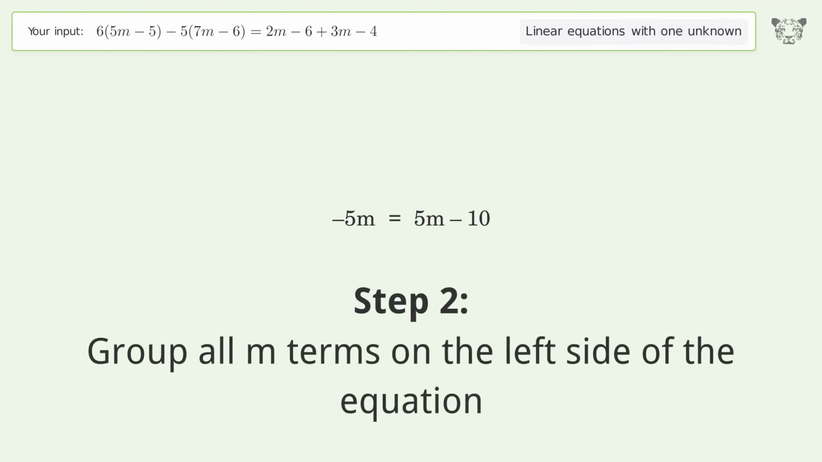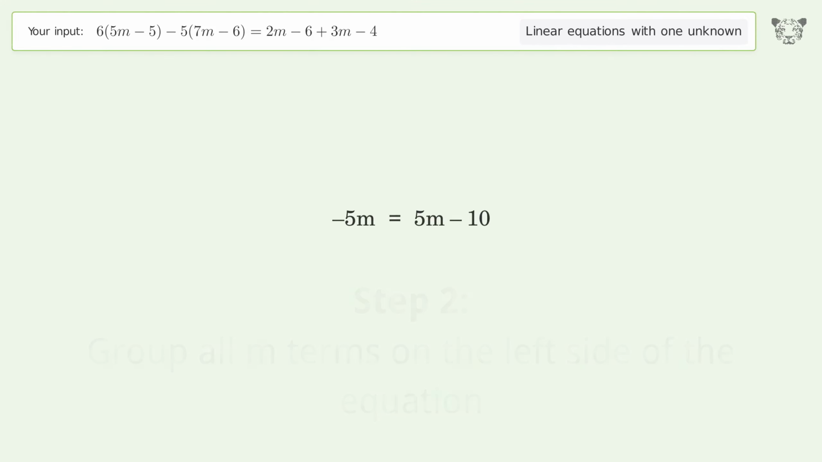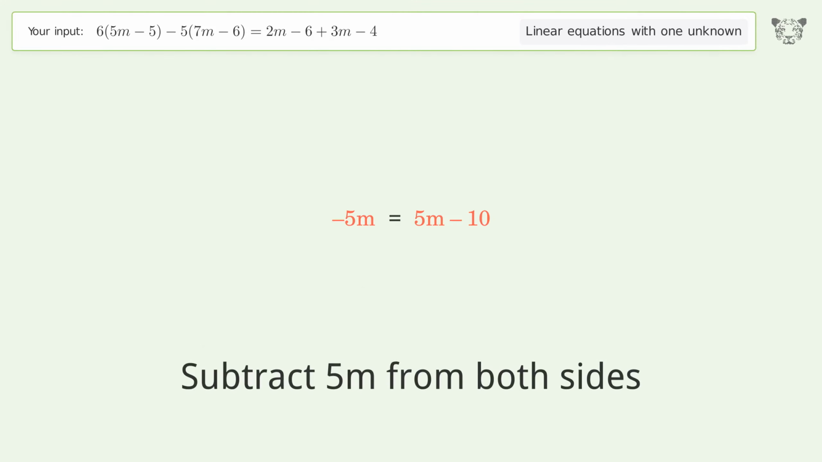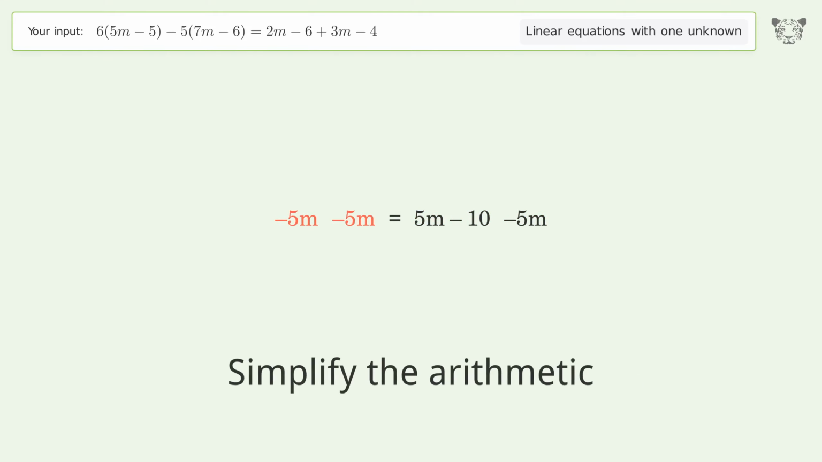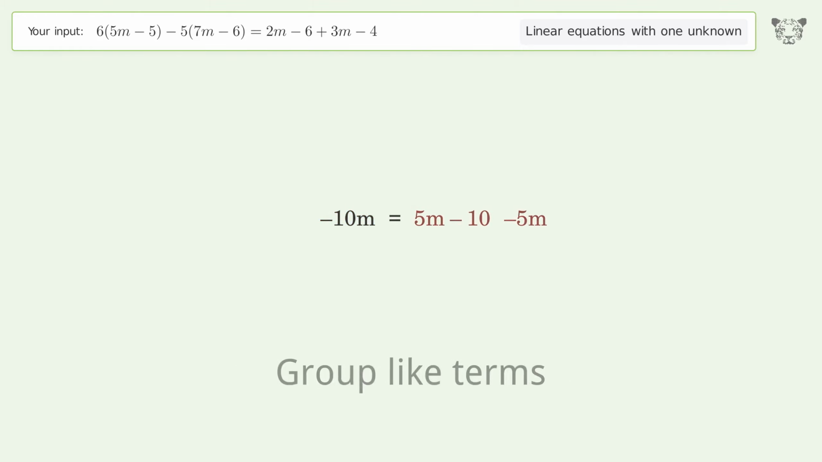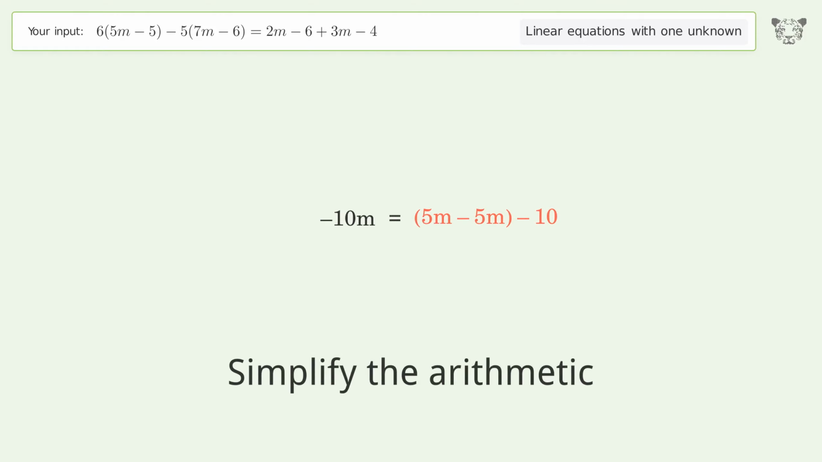Group all m terms on the left side of the equation. Subtract 5m from both sides. Simplify the arithmetic. Group like terms. Simplify the arithmetic.